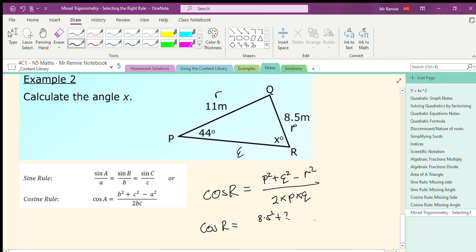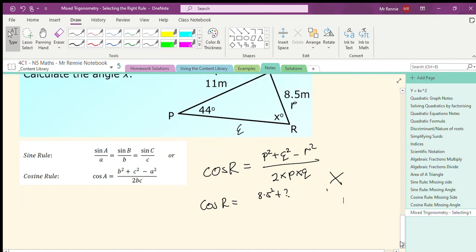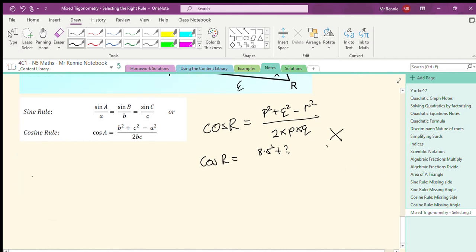So at this point it doesn't work, it falls down. I haven't got the information to put into my formula because I don't know what q is. So I've checked the cosine rule, and it doesn't work here. Therefore the rule I should be using must be the sine rule. So I'm going to write that as sine of P over p equals sine of Q over q equals sine of R over r.